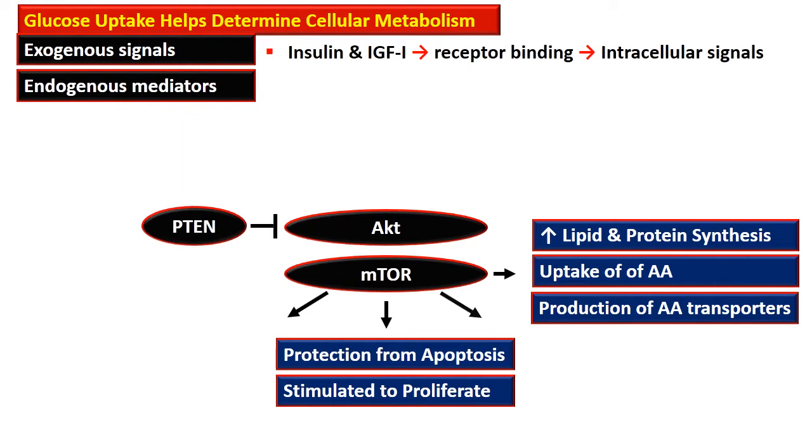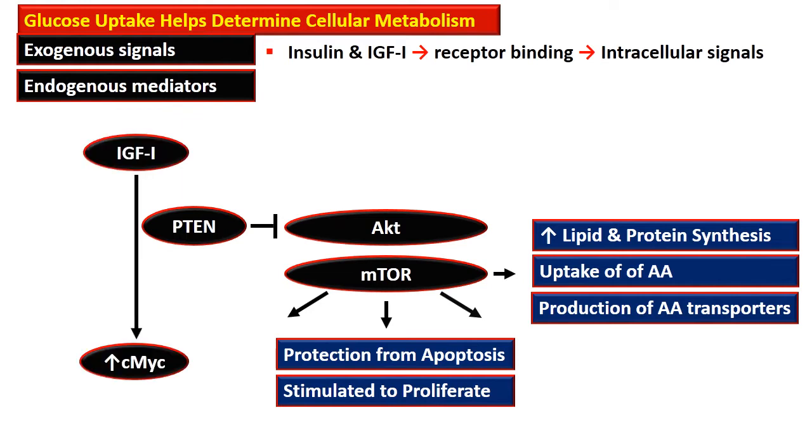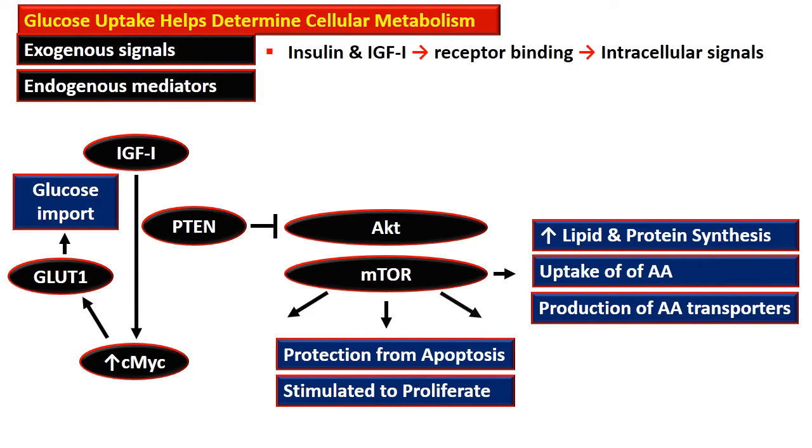This AKT is blocked by phosphatase and tensin homologue, that is PTEN, and insulin-like growth factor 1 also causes the release of increased concentration of MYC protein that are responsible for expression of GLUT1, and this increased GLUT1 is responsible for import of glucose.